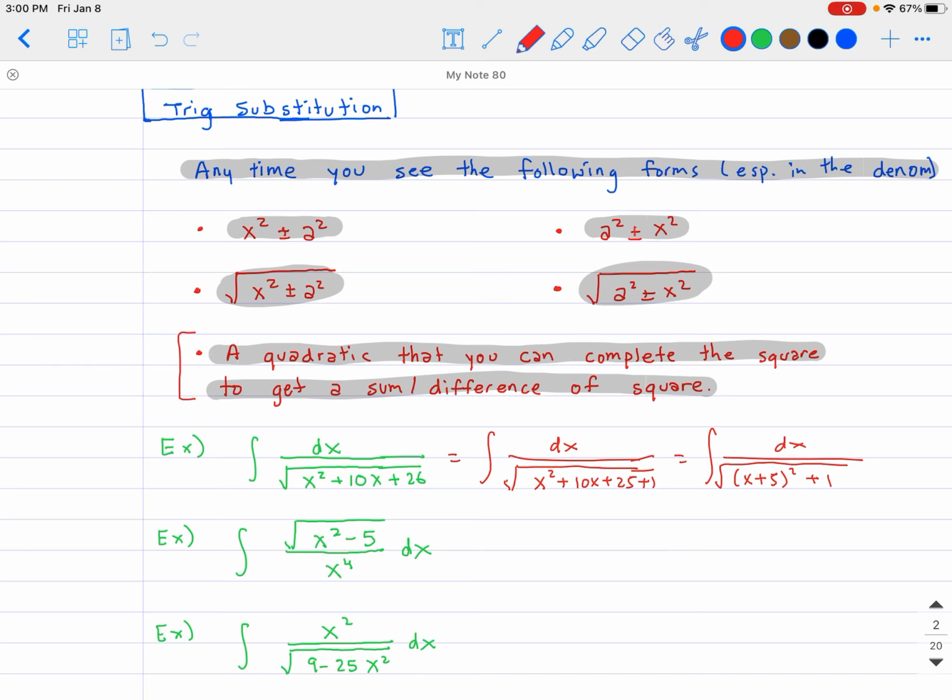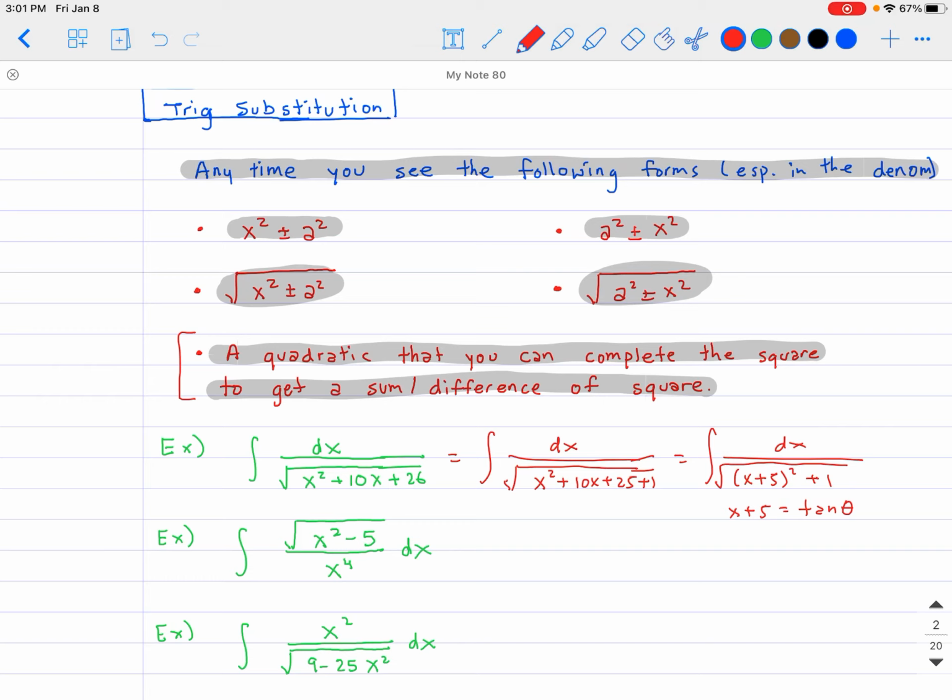So we're going to go ahead and do that technique where we say let x plus 5 equal to... what squared plus 1 is going to give us something nice, and I think that's tangent. So x plus 5 is going to be equal to tangent of theta. And then you take the derivative, make a substitution, and draw the triangle and all that other stuff then. Okay, so that would be an example of where you have the quadratic.